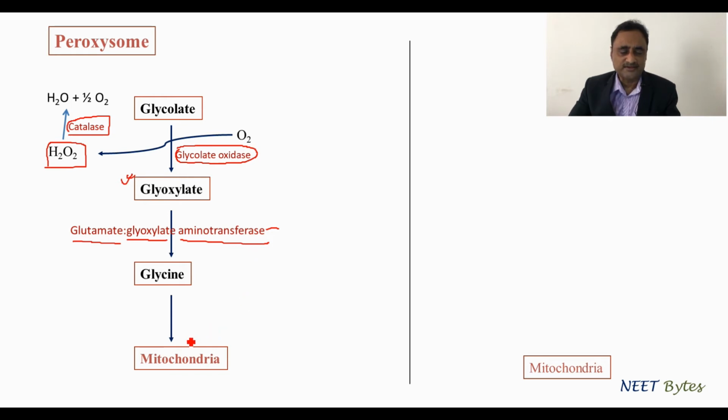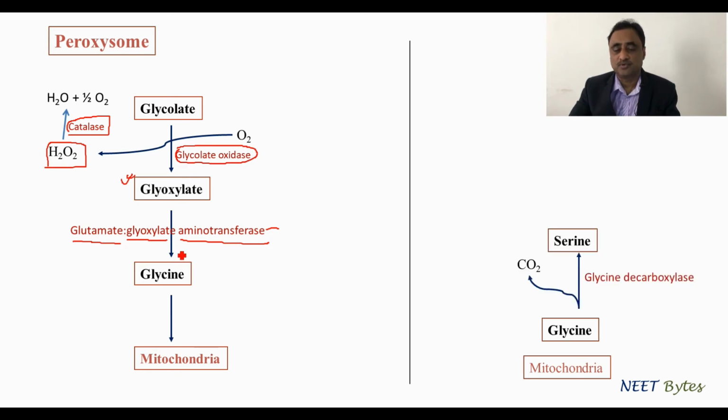And now the glycine is actually transported to the mitochondria. Mind it, glyoxylate, glycolate and glycine are all 2-carbon compounds. So they migrate to the mitochondria, and 2 molecules of glycine together form 1 molecule of serine, right? So you can see this is a 3-carbon compound and this is a 2-carbon compound. So altogether, out of these 4 carbons, 3 are actually utilized for the formation of serine, and another 1 CO2 is actually released.